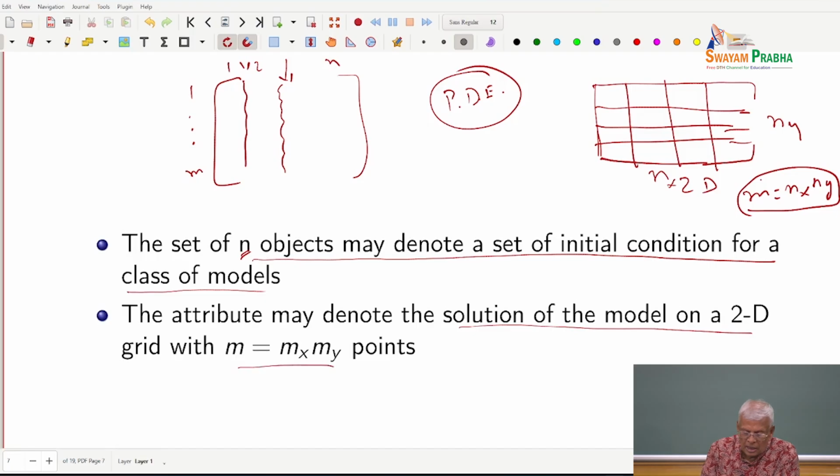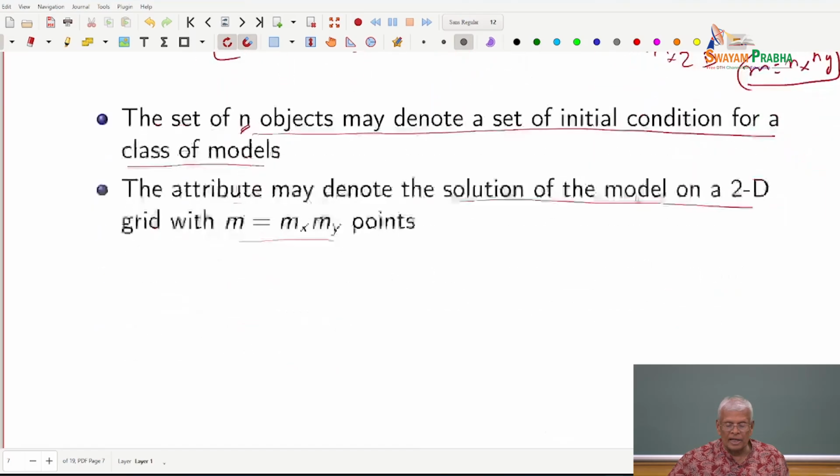So m is mx times my. You can say mx number of points in the x direction and my number of points in the y direction. So the two-dimensional model is solved over the two-dimensional space consisting of m grid points. This is a technical example, but is nevertheless a very good example where a data matrix can arise from.